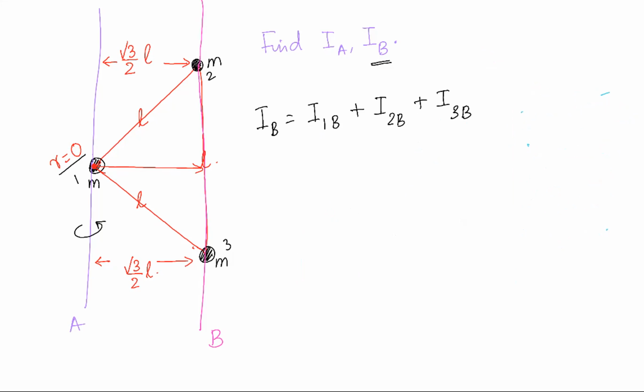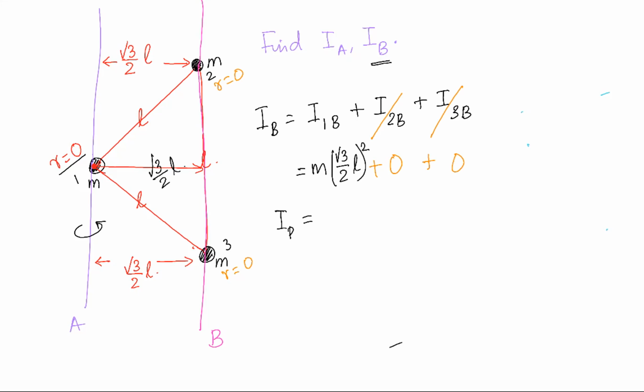With this new axis, you will see that the distance from the axis for these objects is equal to 0 because they're on the axis. So for the second and the third object, the moment of inertia is equal to 0. But for the first object, the moment of inertia will be how much? M. What is this distance? Root 3 by 2L. That's the height of the equilateral triangle. So root 3 divided by 2 L squared. So what is the moment of inertia? The moment of inertia about axis B is equal to 3 ml square divided by 4.